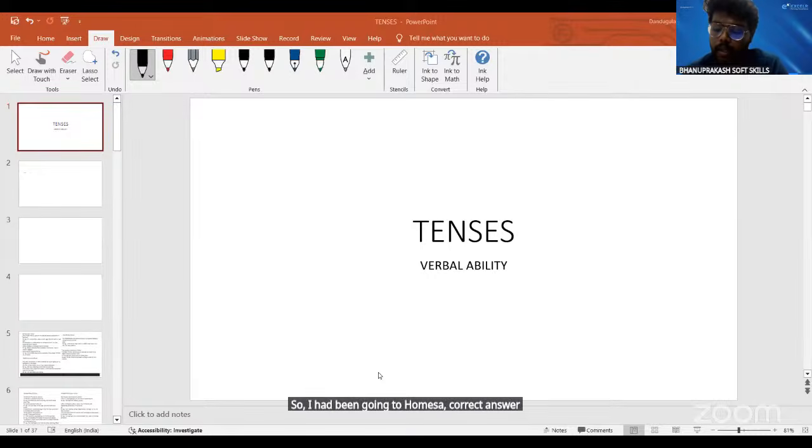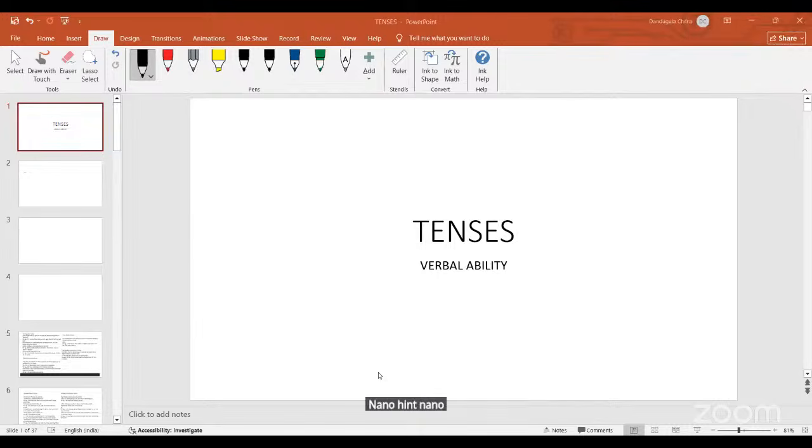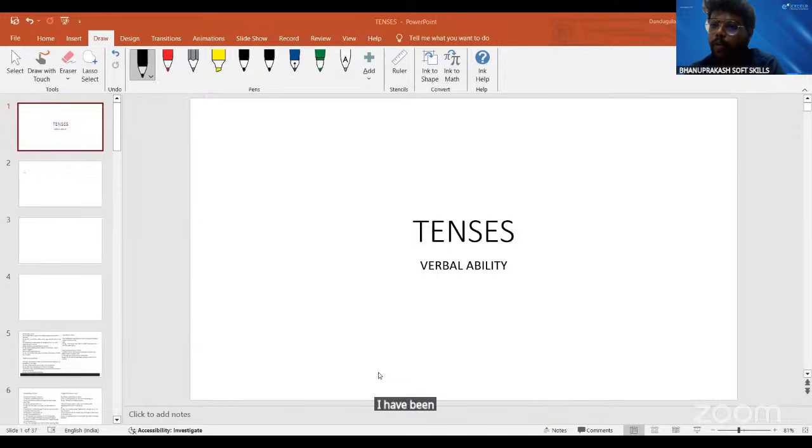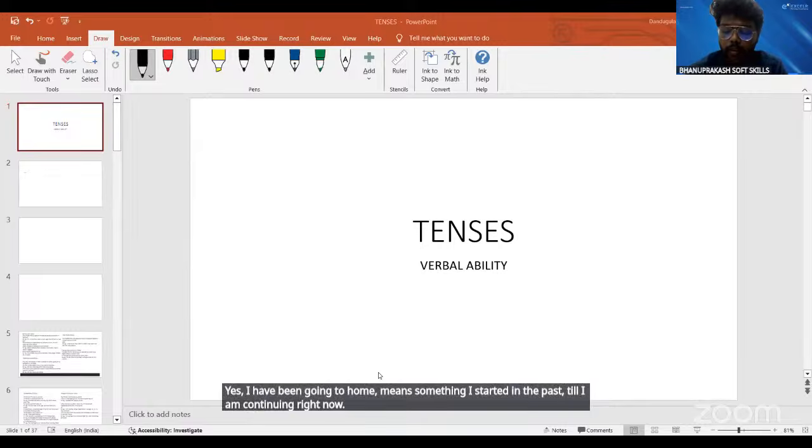Now నేను ఇంటికి వెళుతూనే ఉన్నాను. I have been continuously going to home. Yes, I have been going to home means something I started in the past and am continuing right now. So I have been going to home.